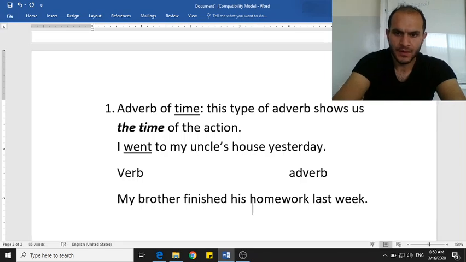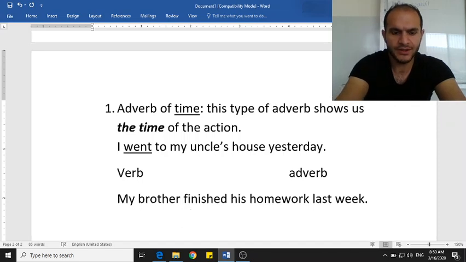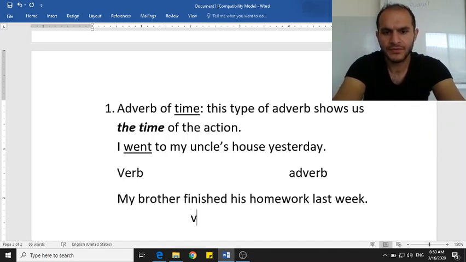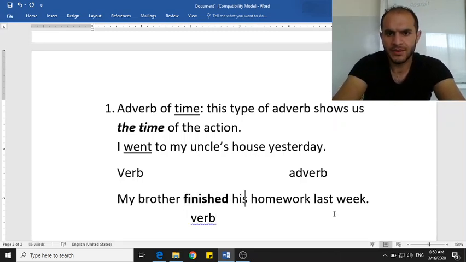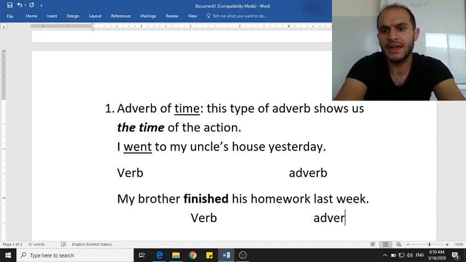Here we have an action. Let's find the verb first. Where's the verb? Finished. Yes, finished is the verb here. And where is the adverb? Where is the time of the action? Is homework time? No. Where's the time? Last week. So this is what? The adverb. This is the adverb in this sentence. It is last week.